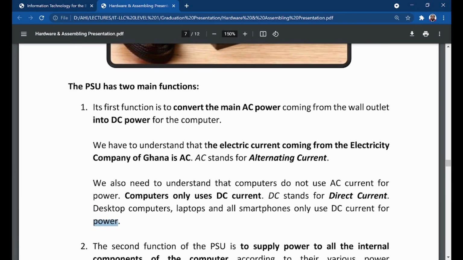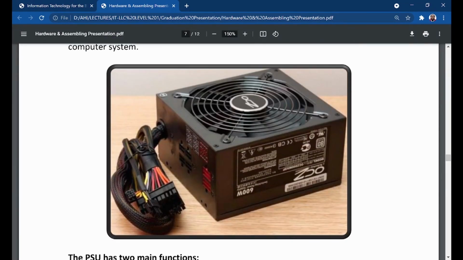So, what is the first function of the power supply unit? All right. Whenever this component is given to you to talk about, because we are going to give you components to do a presentation, you have to understand that its first job is to convert AC current into DC current. That is its first job.